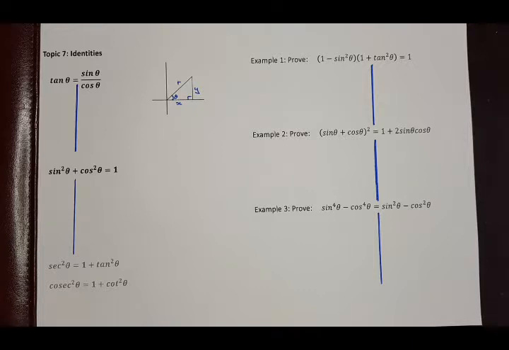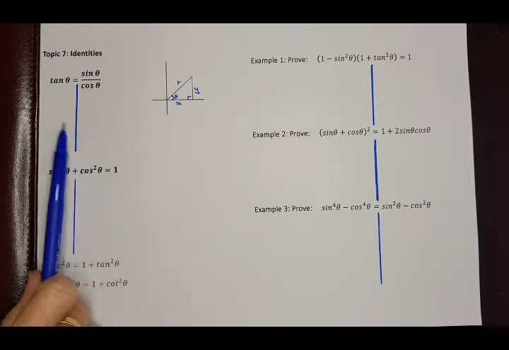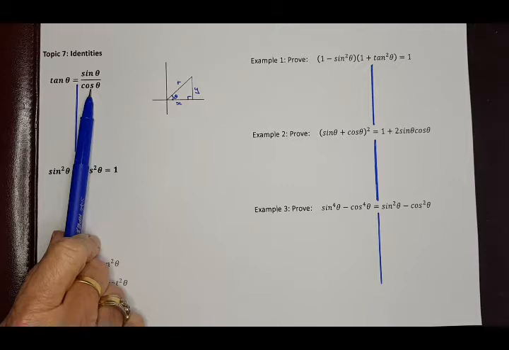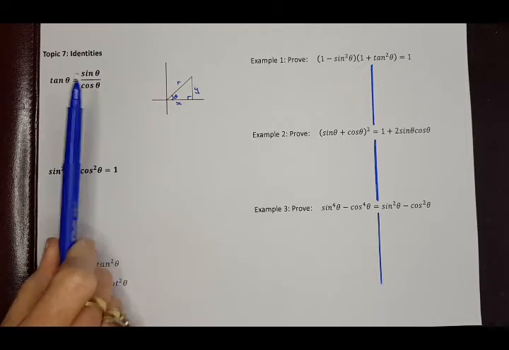When you're proving an identity, please always draw a line and do your left-hand side and right-hand sides completely separately. We are trying to prove that this is true. We are not solving an equation.